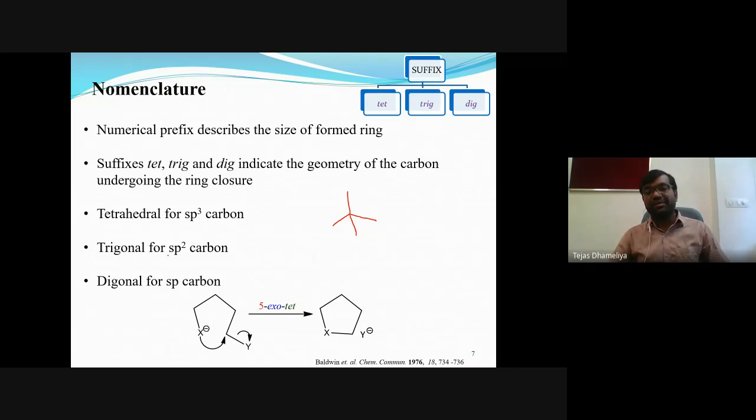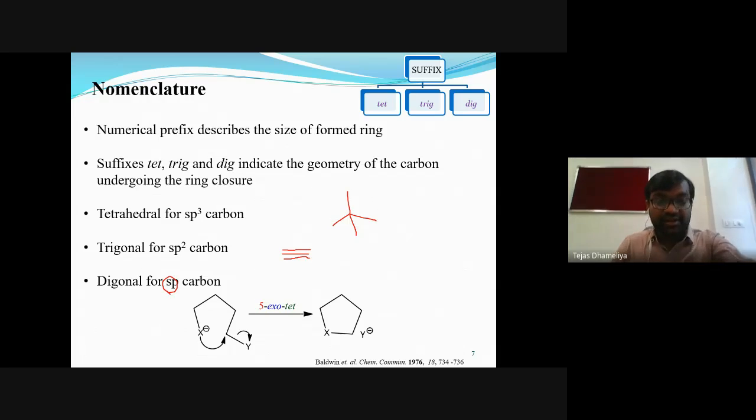Trigonal carbon, sp2 kind of carbon, which is basically a carbon-carbon double bond, two carbons connected with each other through a carbon-carbon double bond. That is called trigonal sp2 carbon. Diagonal: if there is one more bond, that is called a triple bond. In that case, the geometry will be sp kind of hybridization state. In this way, these prefixes indicate whether it is tetrahedral, trigonal, or diagonal. Tet stands for tetrahedral, trig stands for trigonal, and dig stands for diagonal.